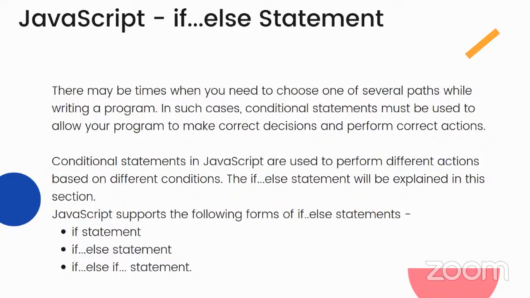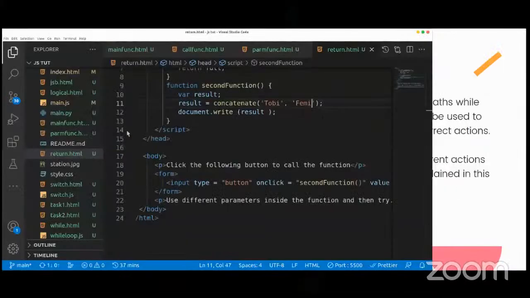So continuing, it says conditional statements in JavaScript are used to perform different actions based on different conditions. And the condition I gave is: if Toby worked for 31 days, pay Toby. The if else statement will be explained in this section. I will explain majorly three types of the statement. JavaScript supports the following forms of if-else statements: we have the if statement, we have the if-else statement, and we have the if-else if statement. So let me show you logically how it is written.